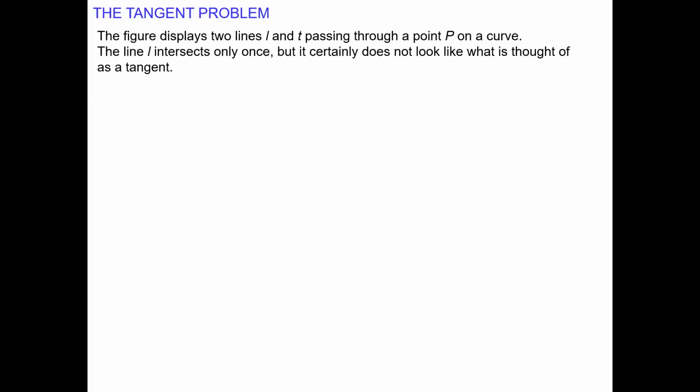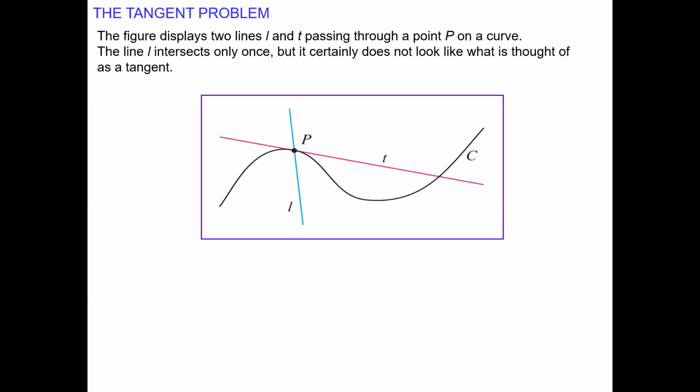Okay, let's look at a more complicated curve. I don't know if this is really complicated, but a little bit different than a circle. I have the curve C, and I draw the pink line T and the blue line L. We can focus on the point P. We may notice that line L, the blue line, intersects the curve once. But you will all tell me that this is not a tangent line. Now, line T looks like a tangent line, however, it intersects the curve twice. I can label that point, let's say point Q.